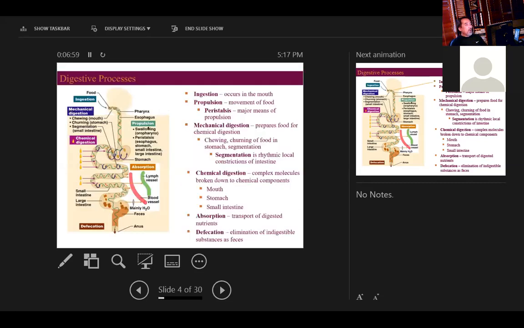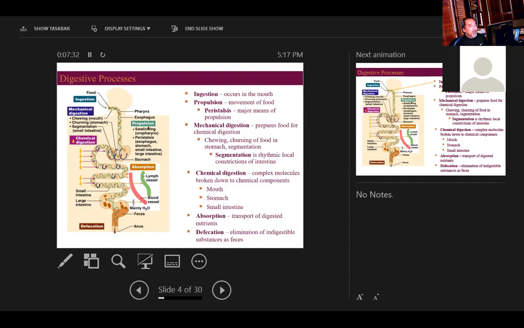Now, a short, brief physiology of the digestive process. Your mouth is for ingestion, and the means of propulsion in your digestive tract is peristalsis. There are places that can produce what we call mechanical digestion. The purpose of mechanical digestion is to prepare food for chemical digestion. Mechanical digestion will make the food smaller.